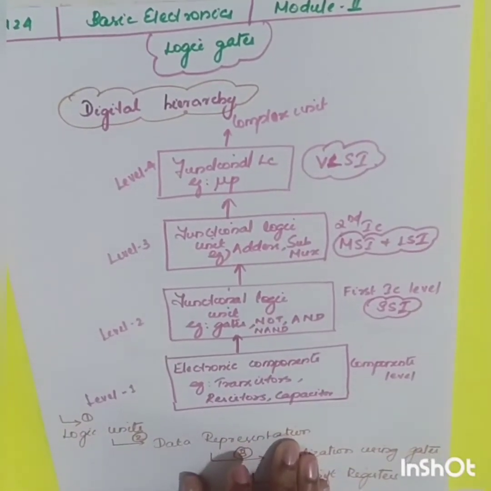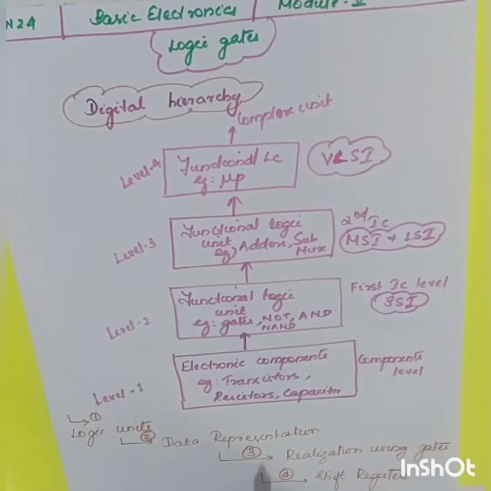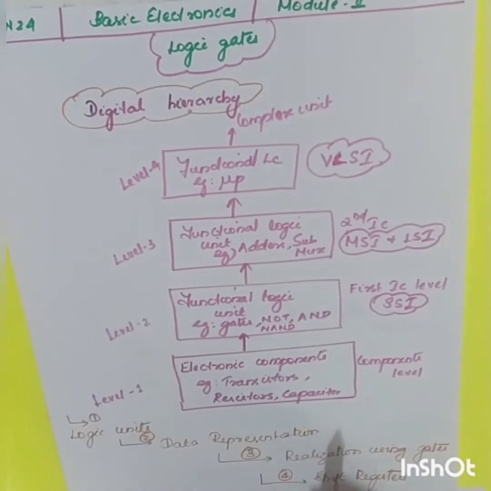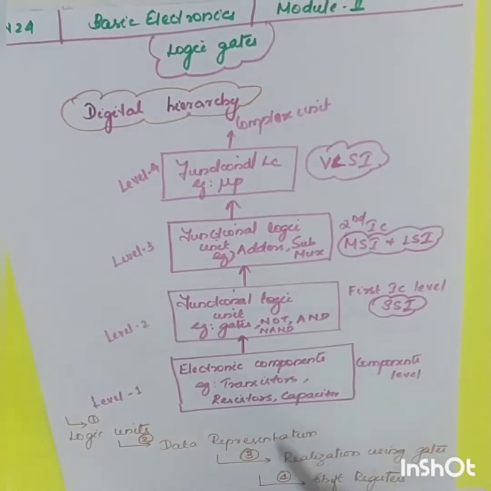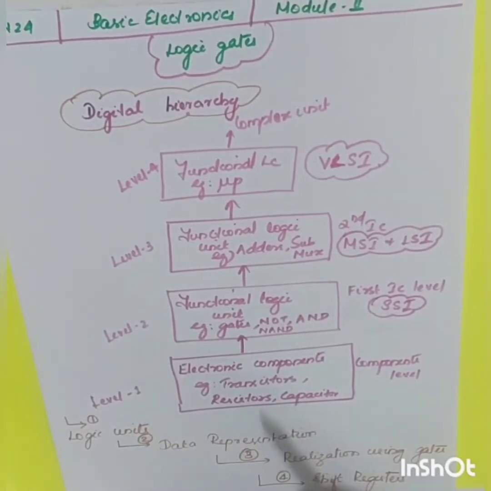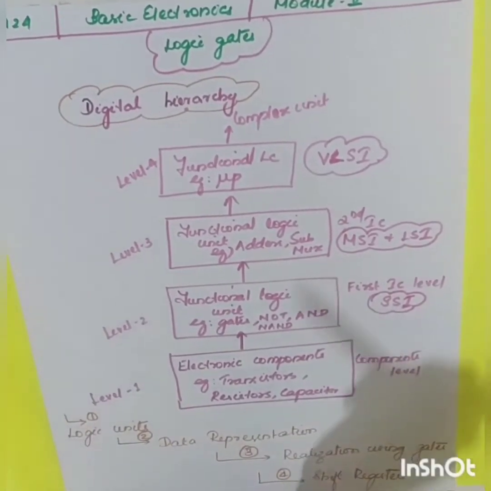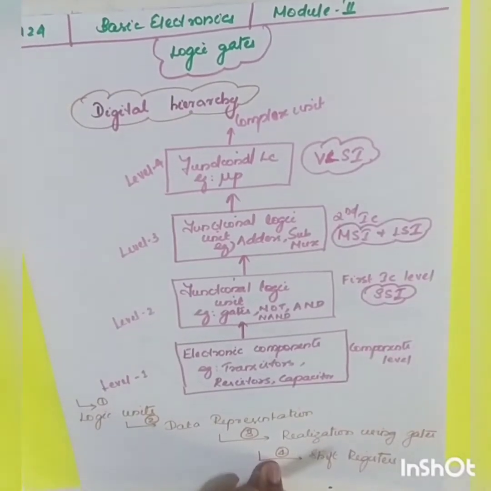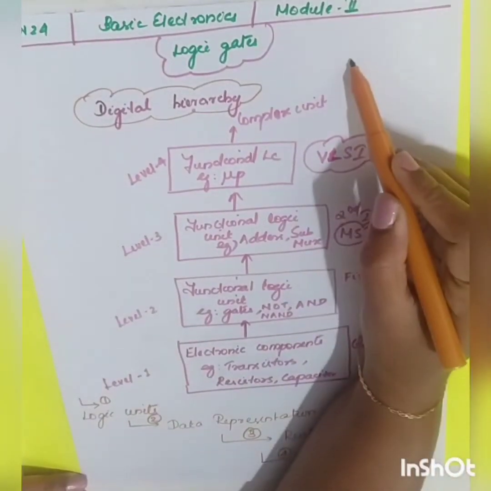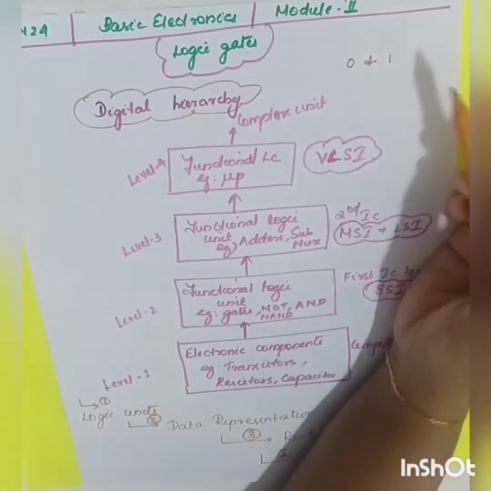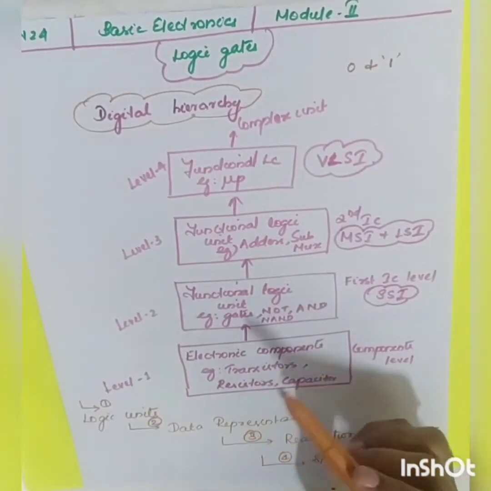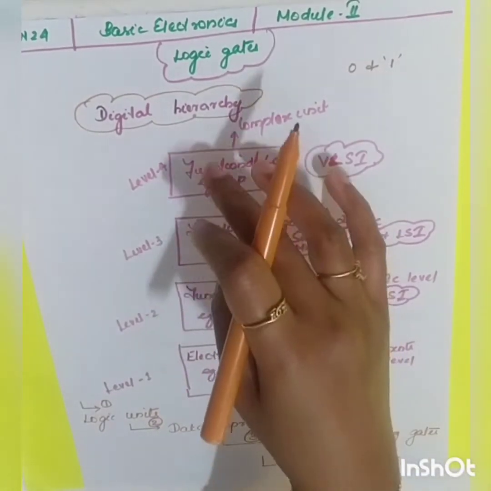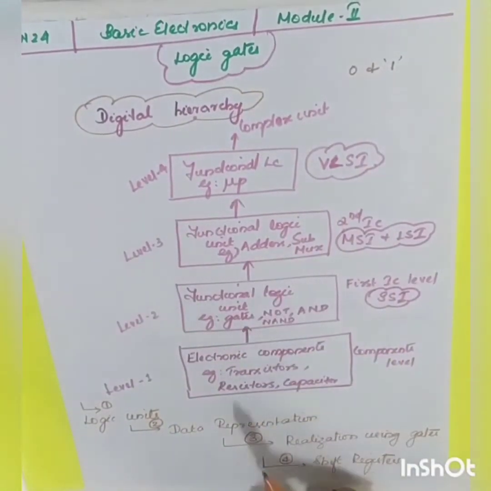So today's session we are going to see the second module of the basic electronics. Okay, so the second module basically deals with your digital system. Before going on to the topic, what is meant by digital system? The digital system mainly deals with two inputs, that is 0 and 1, right? Okay, so the digital system can be divided into different hierarchy.